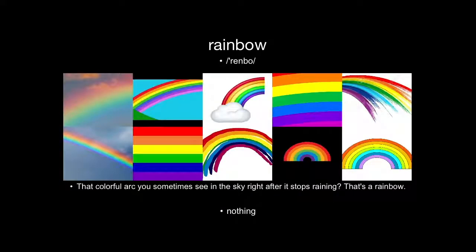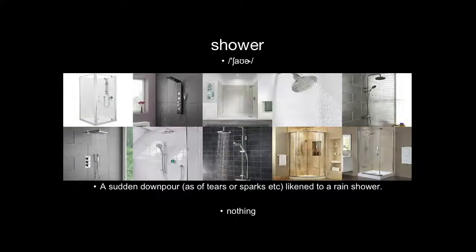Rainbow, rainbow. That colorful arc you sometimes see in the sky right after it stops raining. That's a rainbow. Shower, shower. A sudden downpour, as of tears or sparks etc., likened to a rain shower.